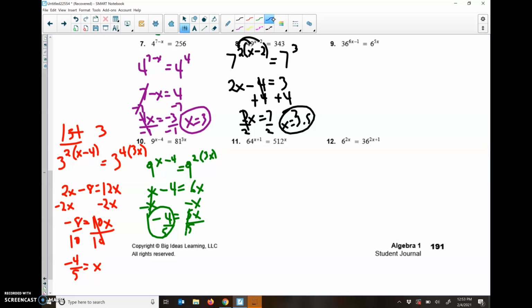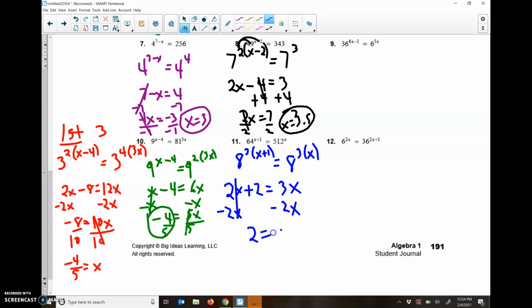Okay, let's do one more like that. So let's do number 11. So let's make these both 8s. So I know 8 squared is 64. And I know 8 to the 3rd is 512. So I'm going to distribute that. So I end up with 2x plus 2 equals 3x. I'm going to subtract 2x from each side. So I'm left with 2 equals x, and we don't even need to divide there. Okay, so those are as hard as it's going to get when you have to change both of them.